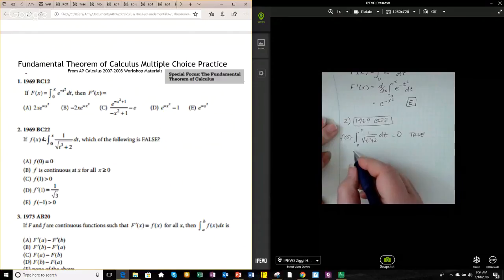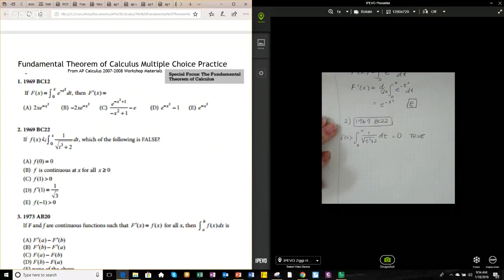Okay, so part B says f is continuous for all values greater than or equal to 0. Now, this is an area accumulation function, and I don't have any discontinuities in this, because if I were to have a discontinuity, it'd be when t cubed plus 2 equals 0. T cubed equals negative 2. T equals negative cube root of 2.